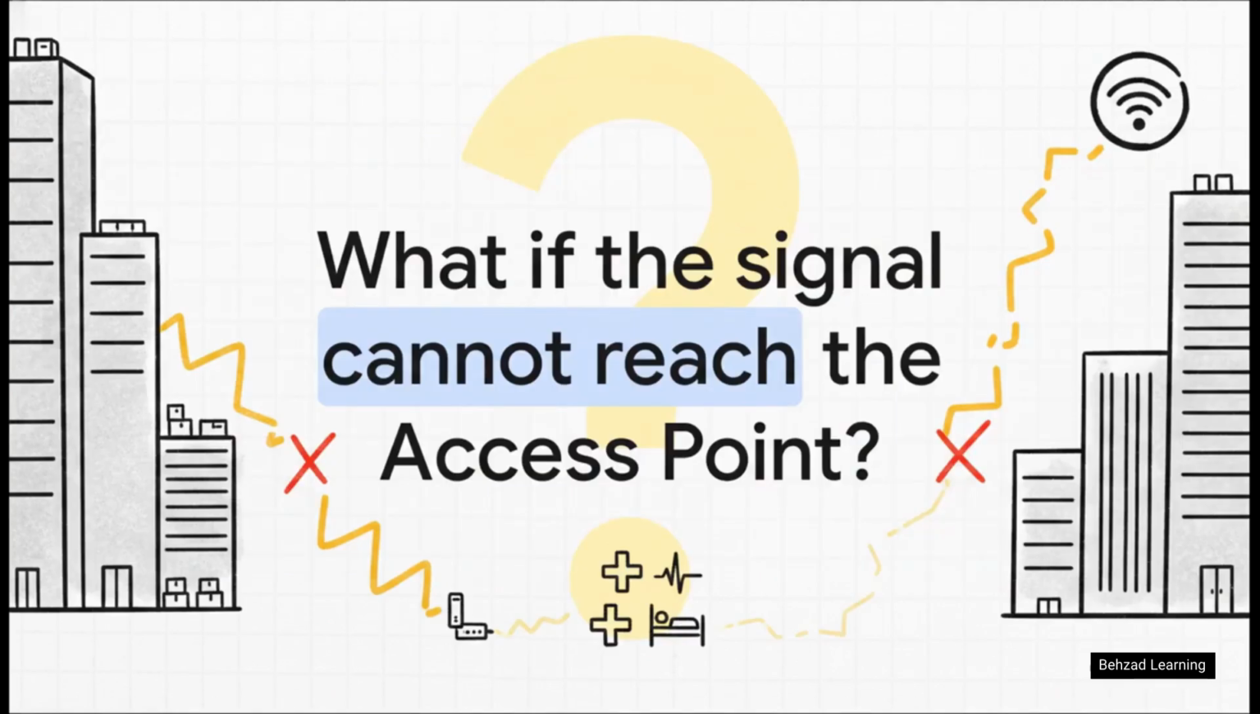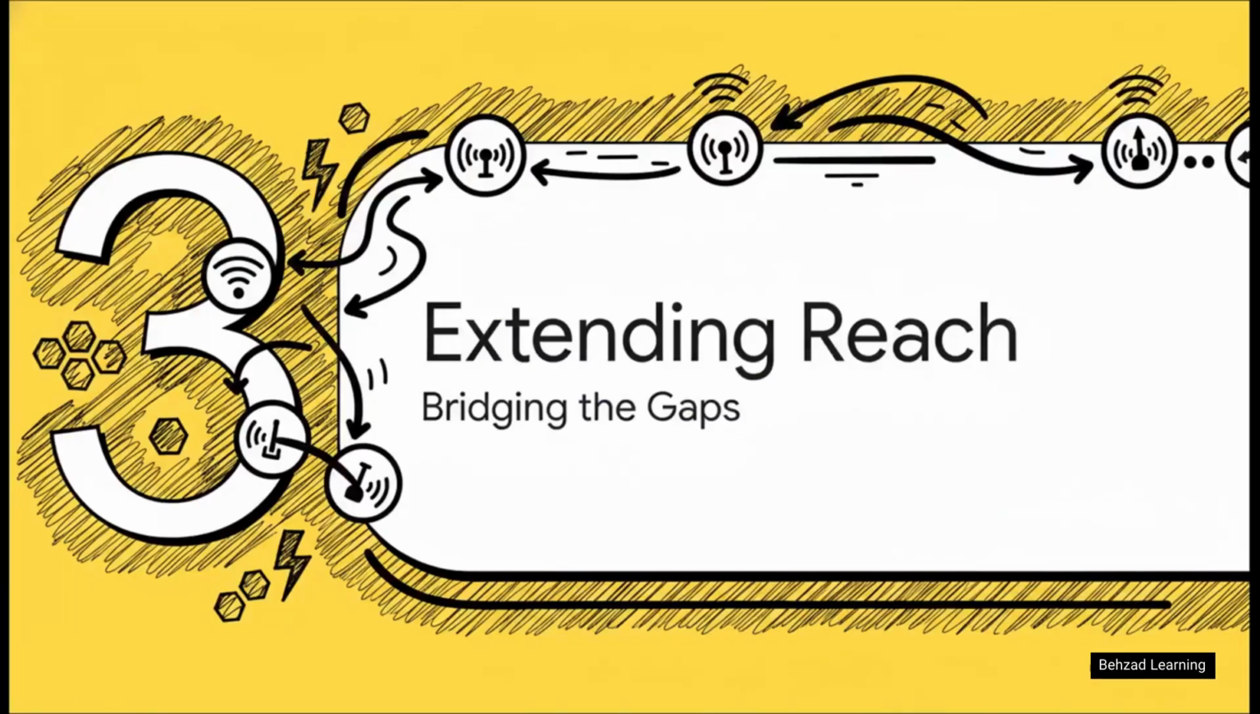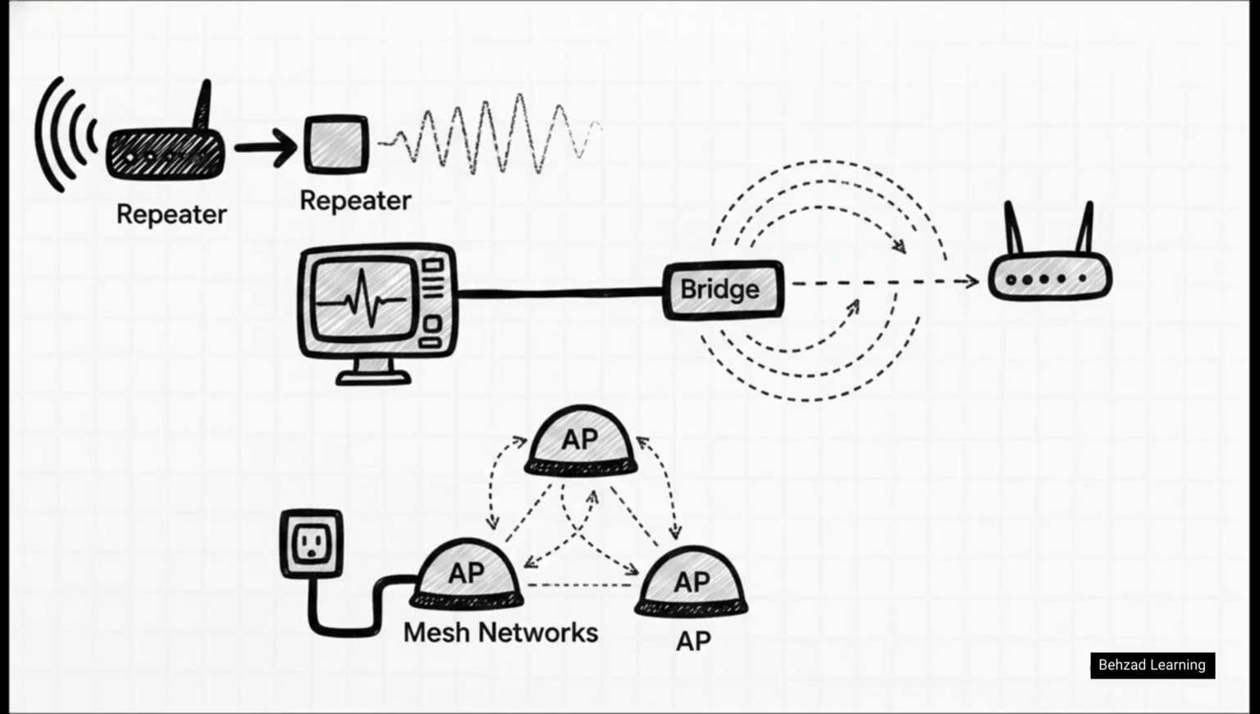Now, this all sounds fantastic when you're sitting right next to the router. But let me ask you this. What if you are in a sprawling warehouse, or maybe a huge hospital, and the signal simply cannot reach the access point? What do we do then? Section 3. Extending your network's reach. Network engineers actually have a few specific tools to bridge these gaps, but as with everything in networking, each comes with a trade-off.